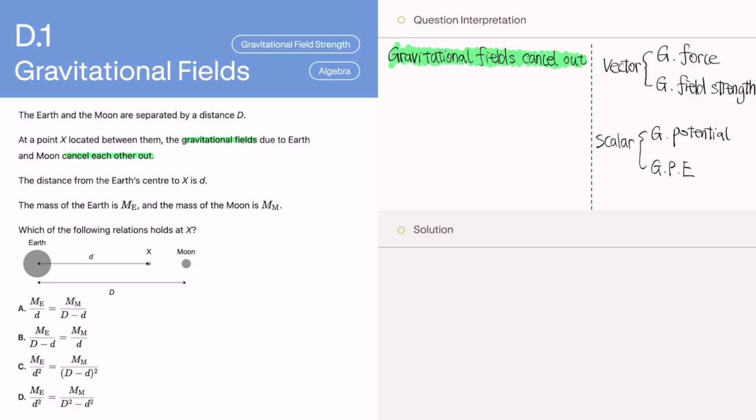It cannot be gravitational force because point X is not a mass. It's just a location in space. There's no force acting on point X.